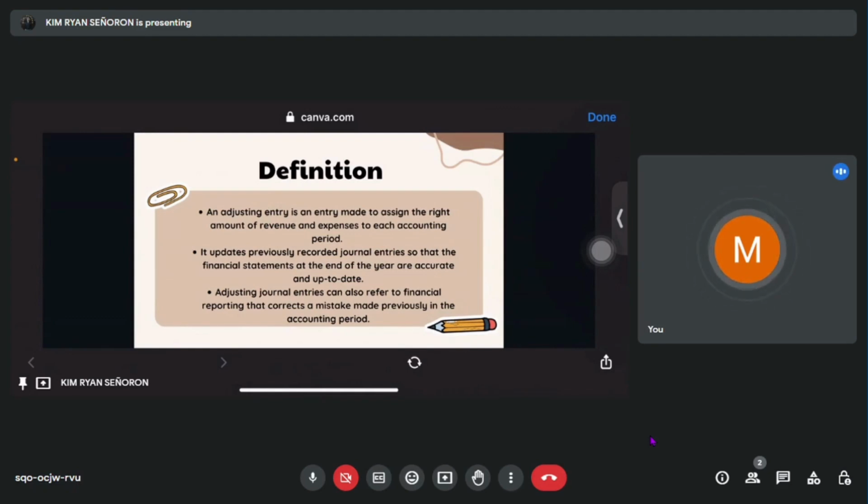Adjusting journal entries can also refer to financial reporting that corrects a mistake made previously in the accounting period. Most companies that use cash accounting do not need to make adjusting journal entries. Next.